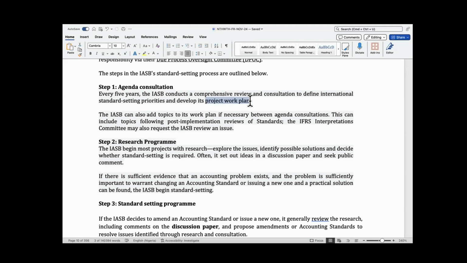So they consult and review a lot of activities, things happening in practice. That's the first step, consultation. And it's a continuous affair. This work plan will be updated periodically. So that's step one, agenda consultation.